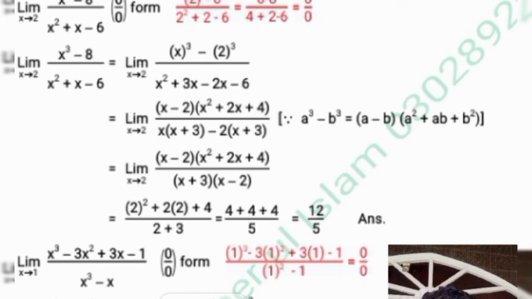As there is nothing common between the two terms, we cannot factorize here. We can apply the formula here. But in the denominator we can factorize it.